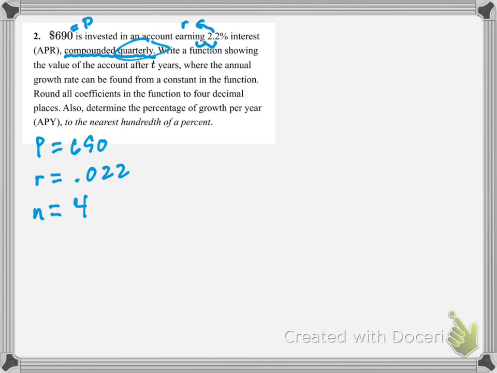All right? So now I can write my function. So f of t equals 690 times 1 plus 0.022 divided by 4 to the 4t power. So in my calculator, I'm going to do 1 plus 0.022 divided by 4.